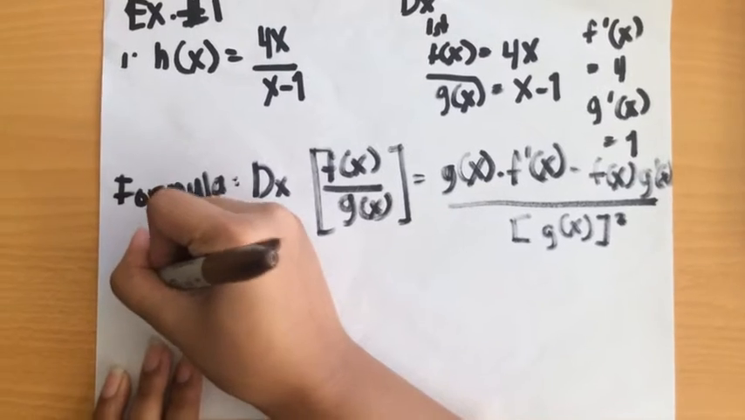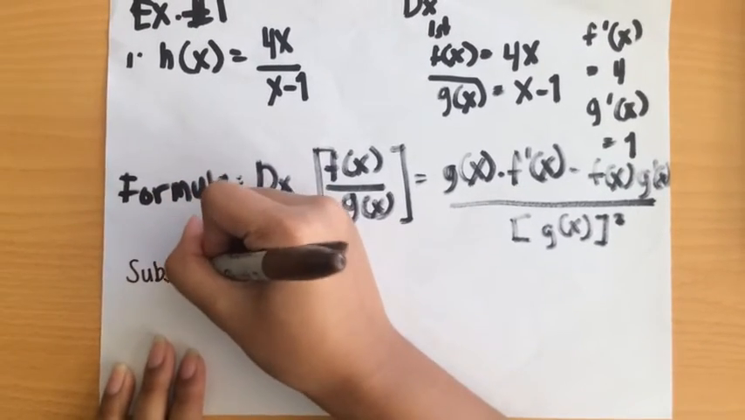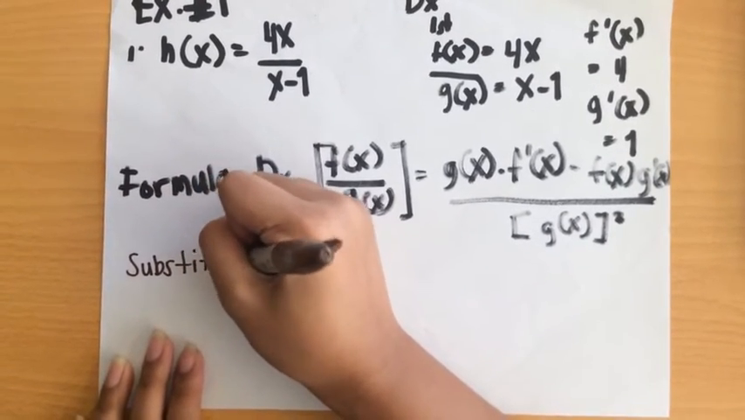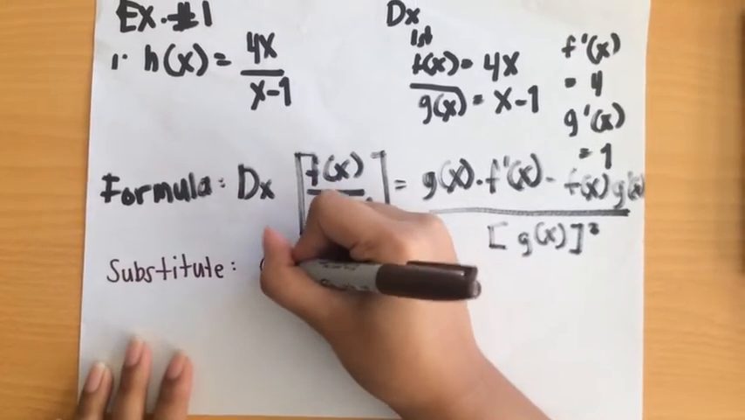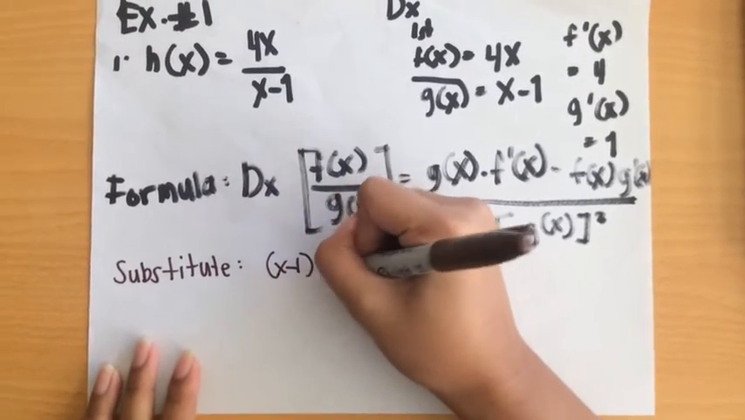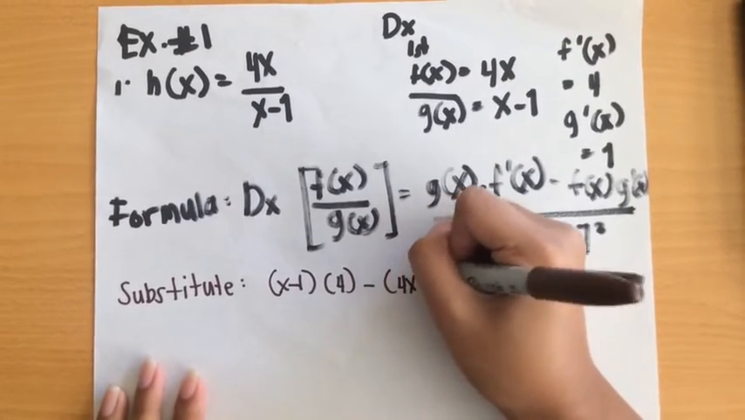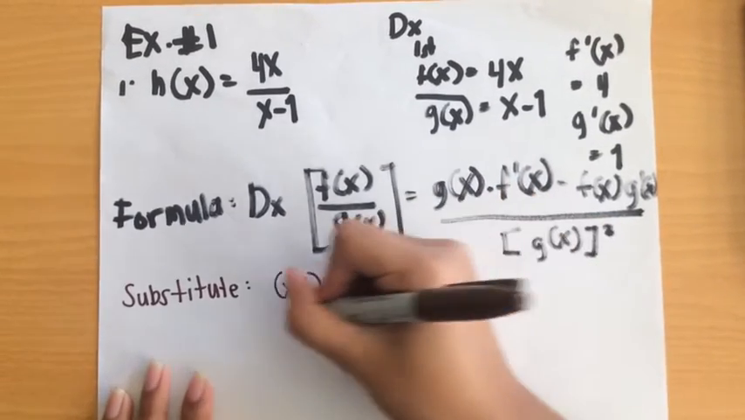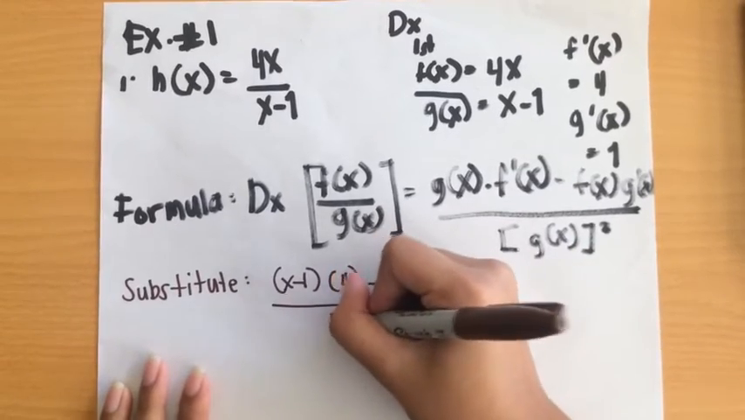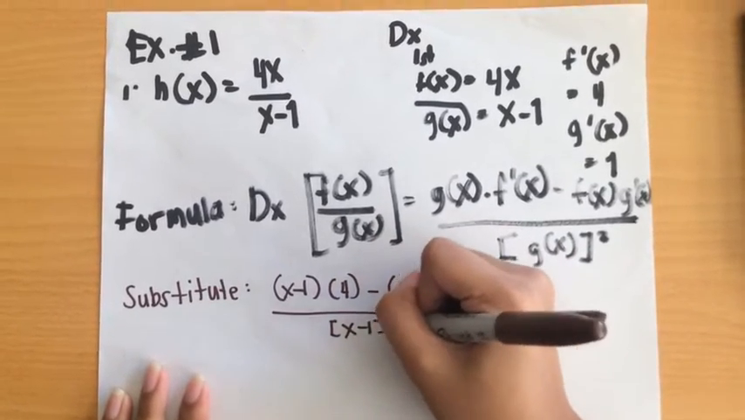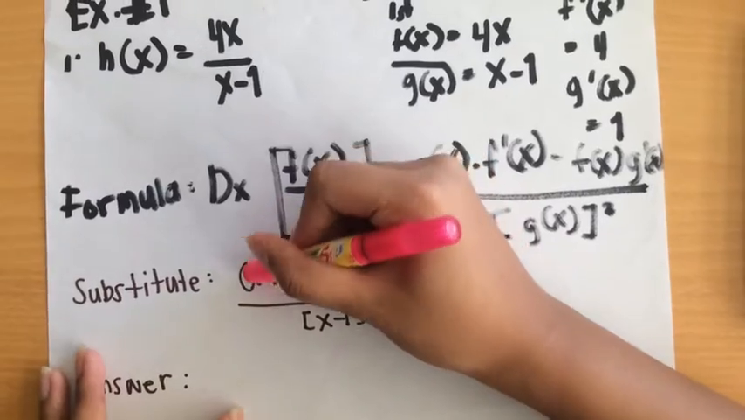After writing the formula, all we have to do now is to substitute. The value of our g of x is x minus 1. The derivative of f of x is 4, minus f of x, which is 4x, times the derivative of g of x, which is 1, over x minus 1 squared.